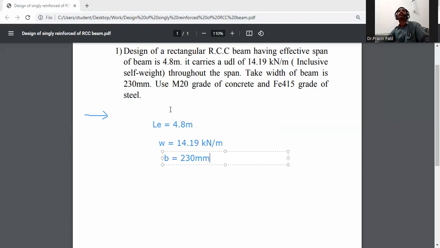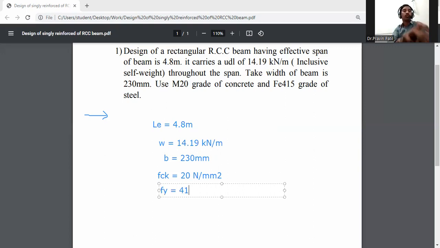And then use M20 grade of concrete. Characteristic compressive strength of concrete is given, fck is equal to 20 Newton per mm square. Then grade of steel is given, Fe415, that is yield strength fy is equal to 415 Newton per mm square. This data is given for designing of singly reinforced beam.